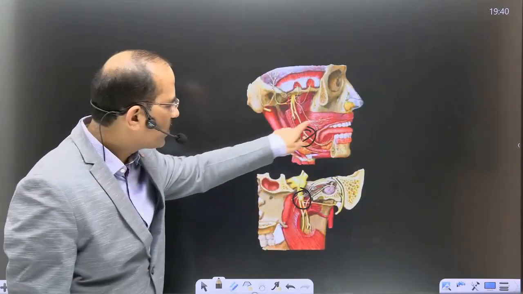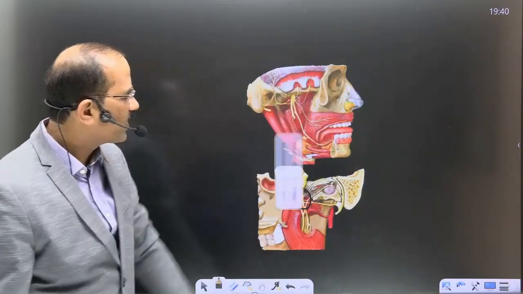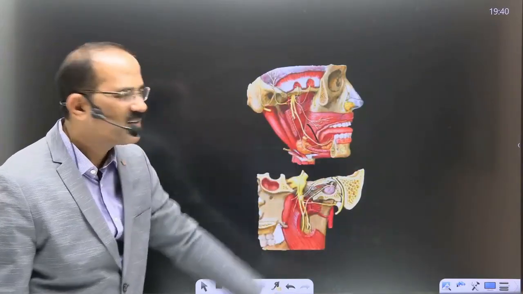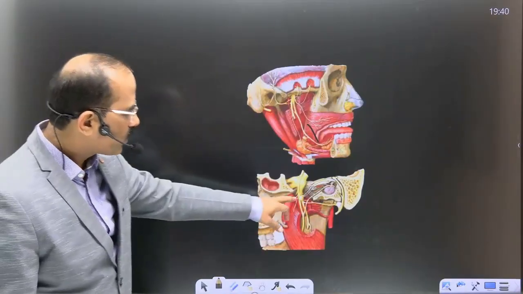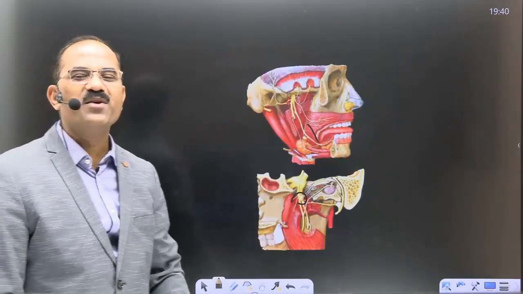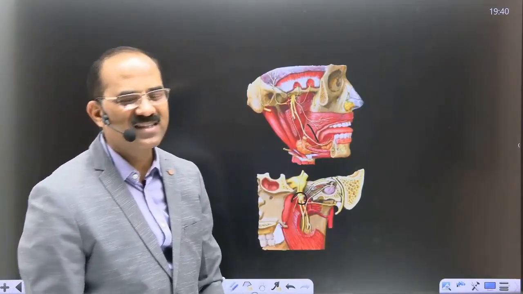What is this ganglion? This is the submandibular ganglion. What is this nerve here? Lingual nerve. That is structural relation. And what is this ganglion? Otic, hanging from mandibular nerve. That is structural relation. Students, am I clear to all of you?